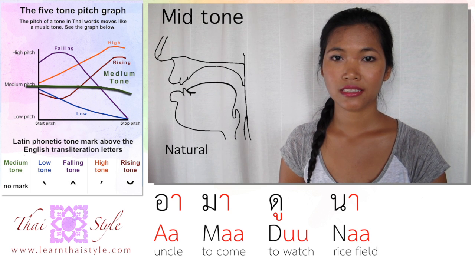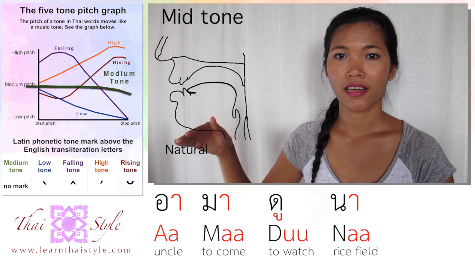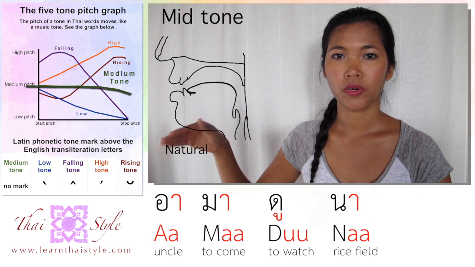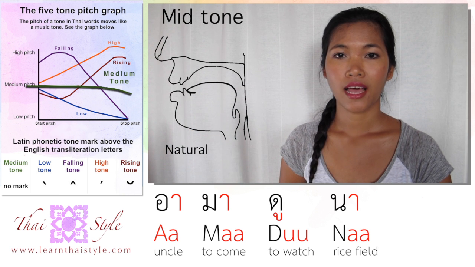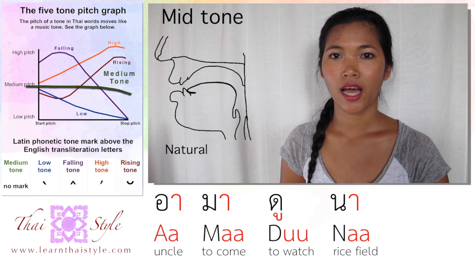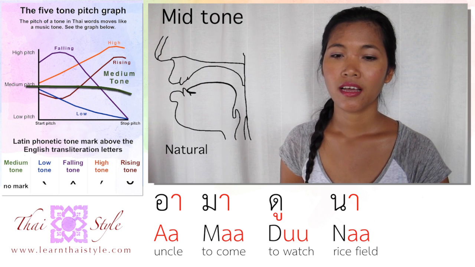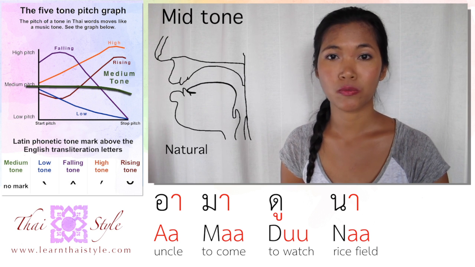Example sentence: อามาดูนา. It means uncle come to look at or watch the rice field.